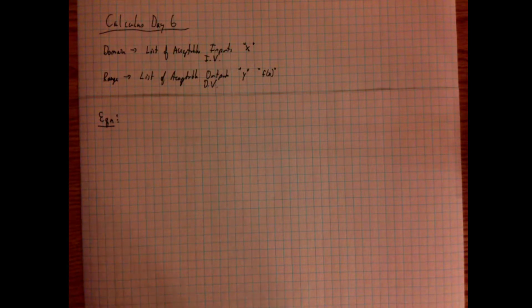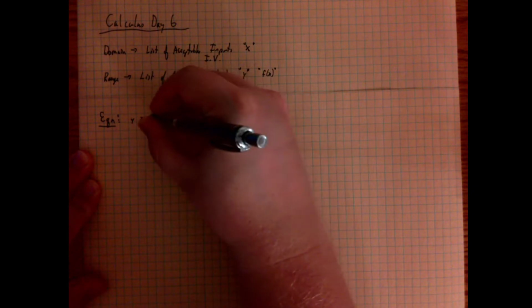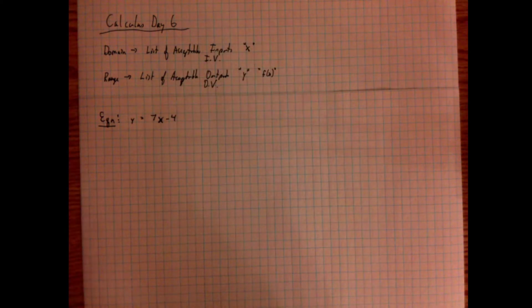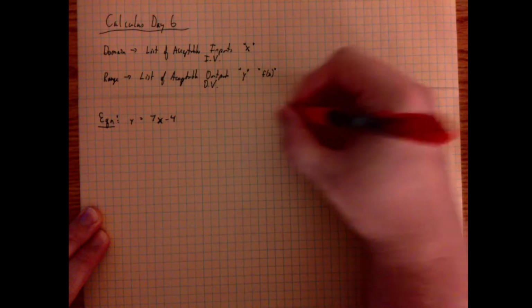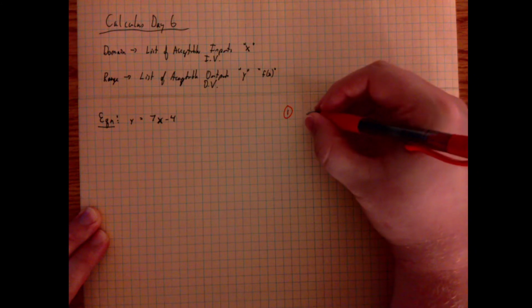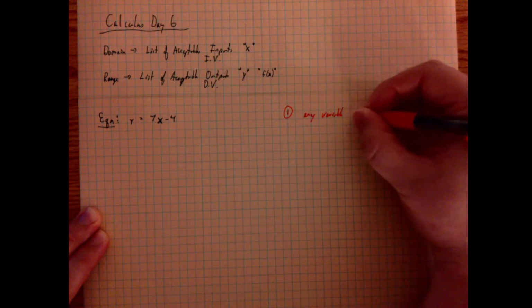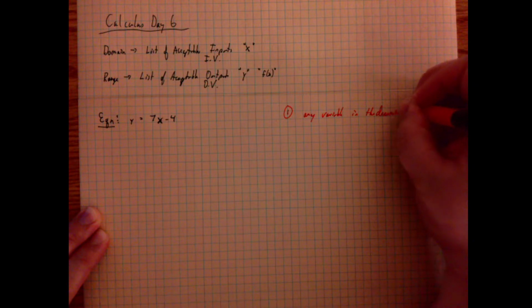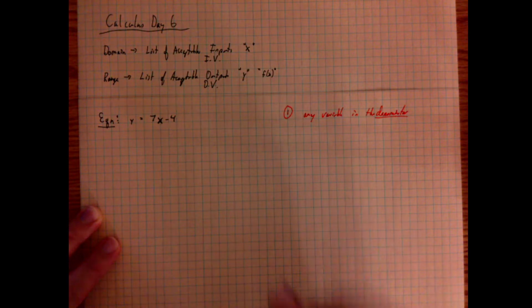In this case, I'm going to use the equation 7x minus 4 for my first example. Now, when trying to determine domain and range with an equation, there are two major things to look out for. First major thing to look out for is any variables in the denominator. Any variables that happen to be in the bottom of a fraction. That's the first big thing to look out for.